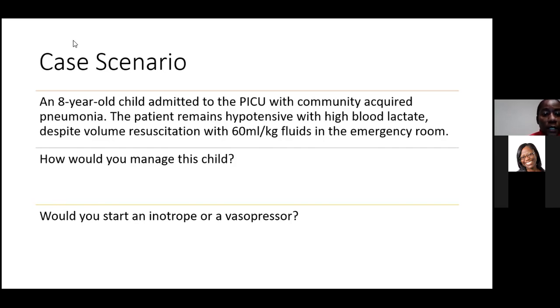So how would you manage this child? So I would start this child on an inotrope. Okay, justify why and what you would be using. Okay, so I would use an adrenaline infusion. That's the appropriate inotrope to use. Anything else?